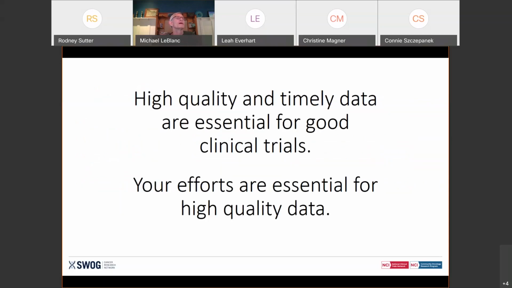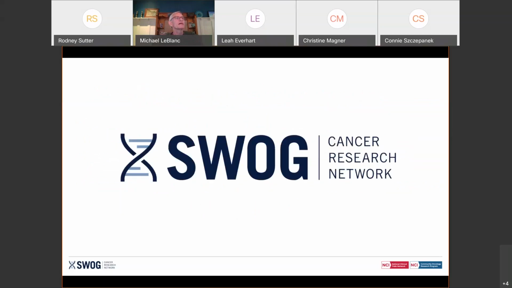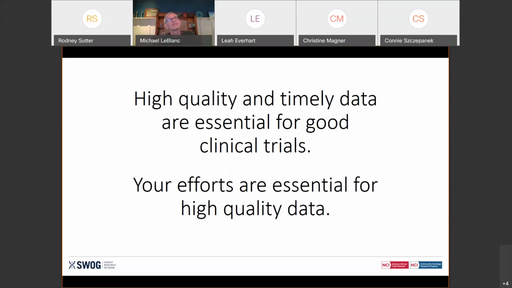So I went a little bit over, but I also want to say we need high quality data, and I added here timely data to emphasize the fact we need that. Back up the slide a bit. We need timely data that are essential for our clinical trials, and your efforts are essential for high quality data.